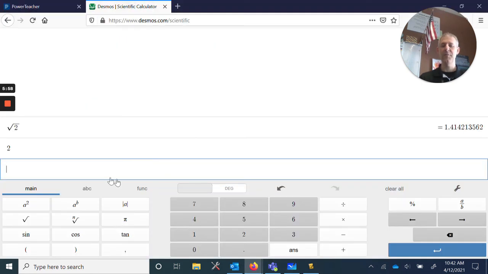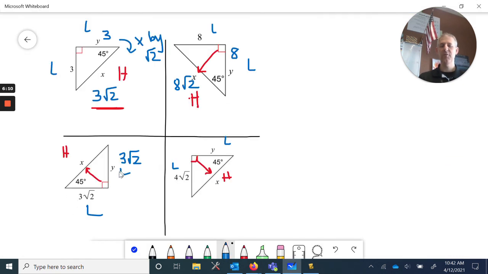Now, if I flip back to my calculator, 3 times square root of 2. So that's about 4.24, all right? And so that's what that length is, 4.24. This one's also 4.24. Now, to get to the hypotenuse, we're going to multiply this leg by square root of 2, just like we did before. The only thing is my number looks a little different here.